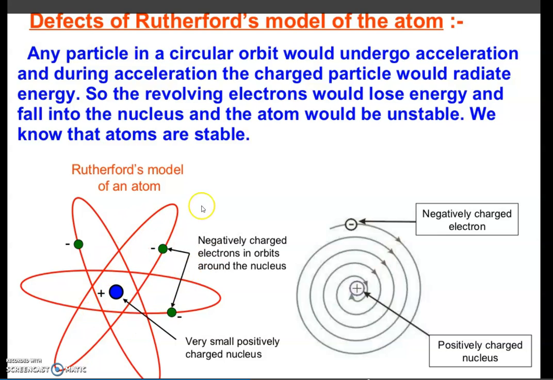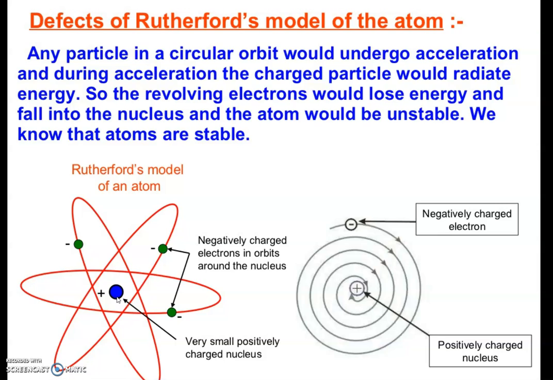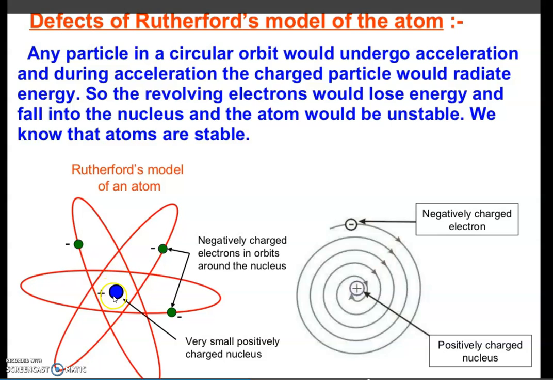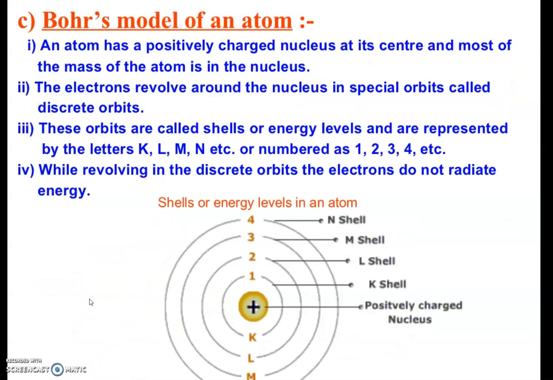So, electrons are revolving around the nucleus through orbits, like planets revolving around the sun. That's why this model is known as the solar system model. What are the demerits? He could not explain the stability of the atom. That was the major defect.